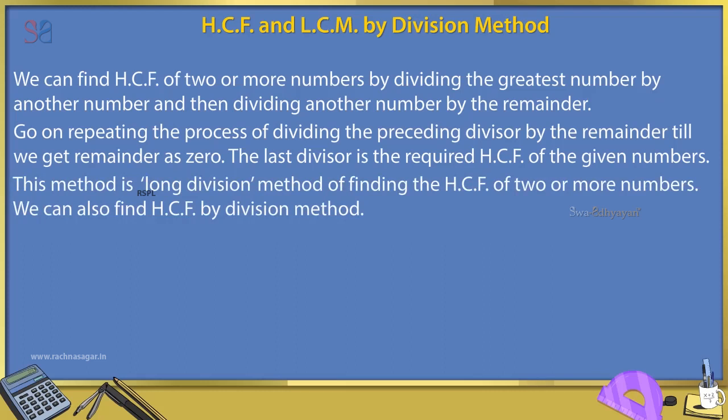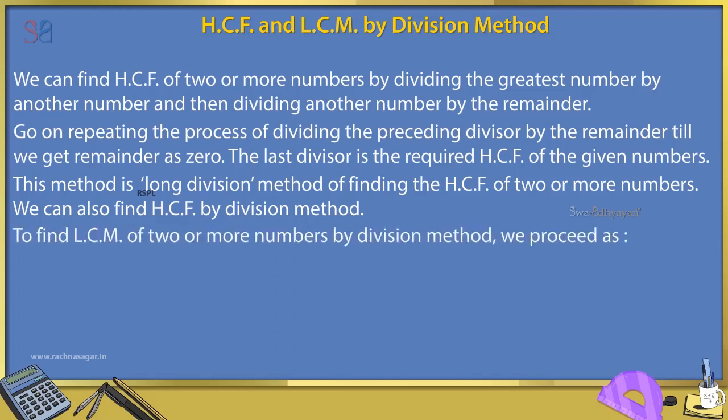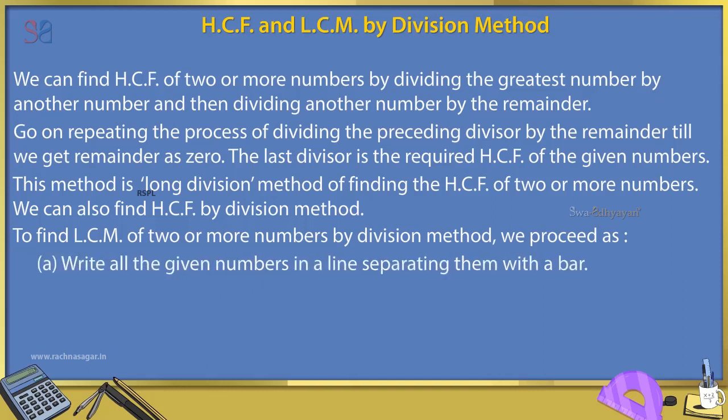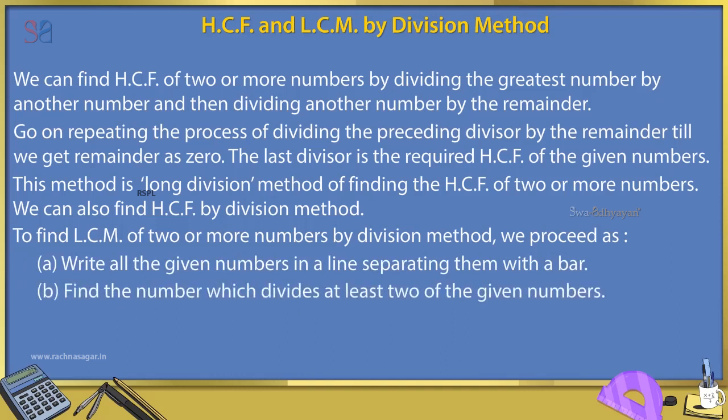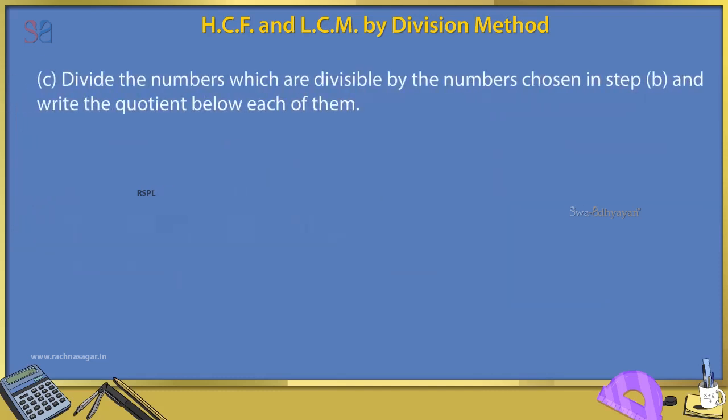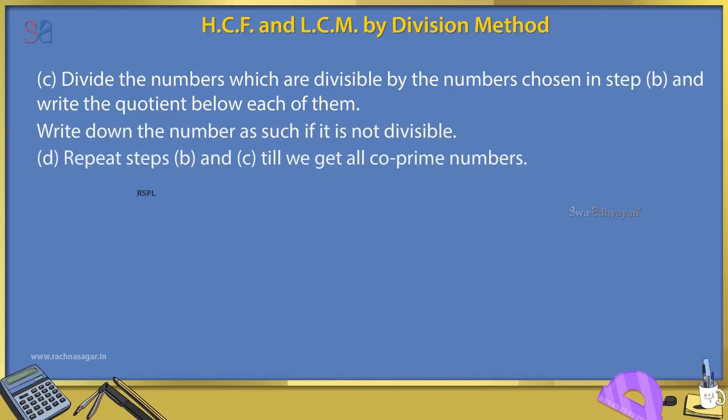We can also find HCF by division method. To find LCM of two or more numbers by division method, we proceed as follows. A. Write all the given numbers in a line separating them with a bar. B. Find the number which divides at least two of the given numbers. C. Divide the numbers which are divisible by the number chosen in step B and write the quotient below each of them. Write down the number as such if it is not divisible. D. Repeat steps B and C till we get all coprime numbers.